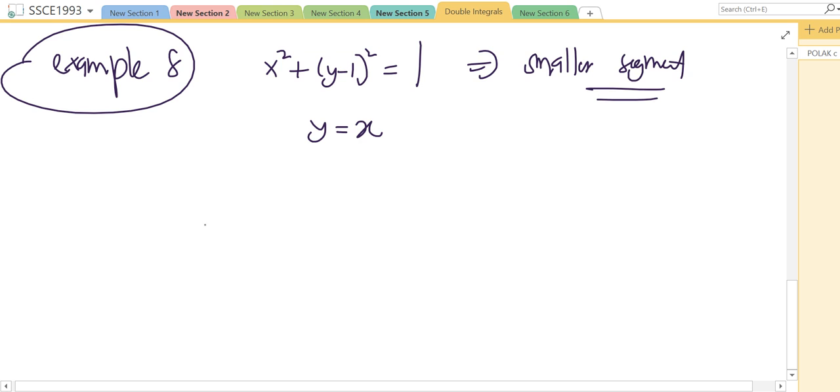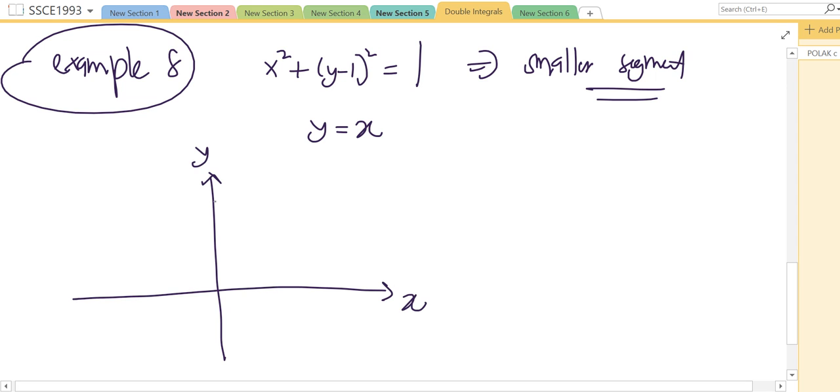Okay, so here if we would like to draw the sketch, we're going to get this right here, y equal to 1 here. So this is the circle x squared plus (y minus 1) squared equal to 1, and then cut off by the line y equal to x. So we know that y equal to x is somewhere here.